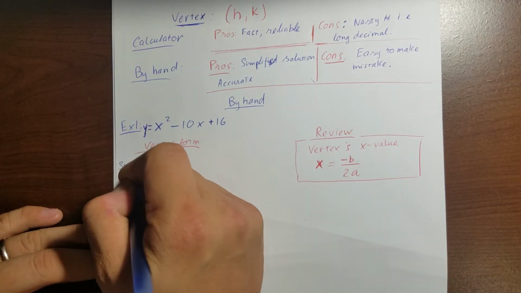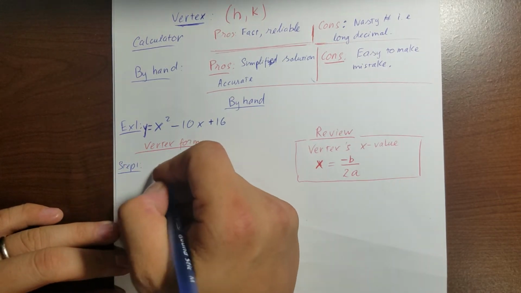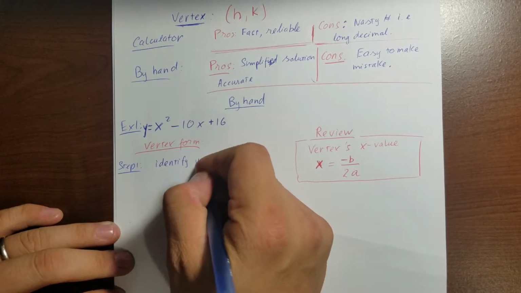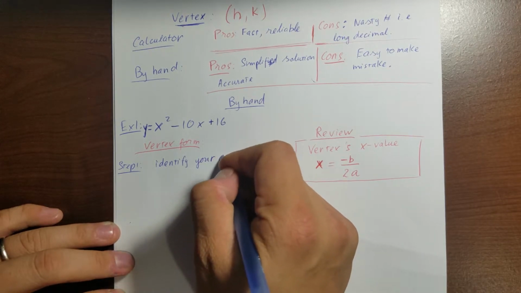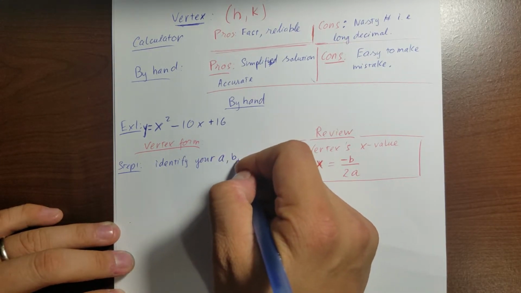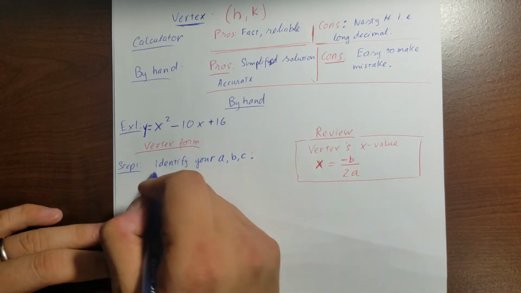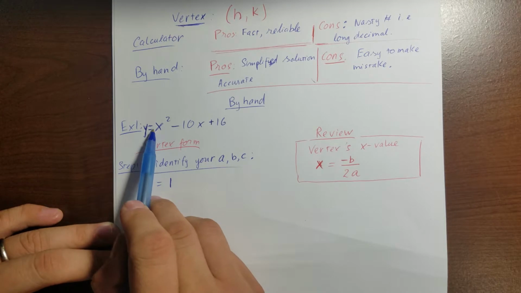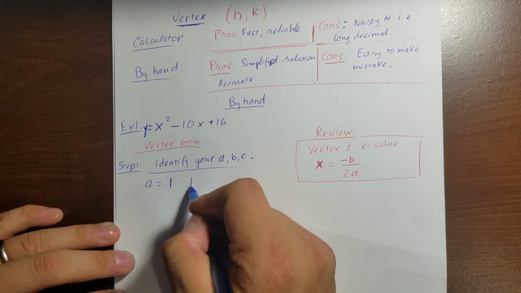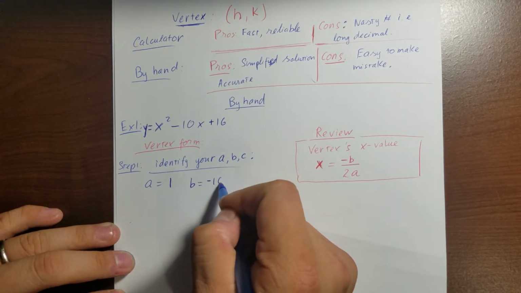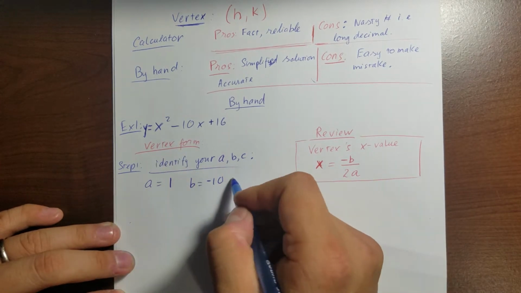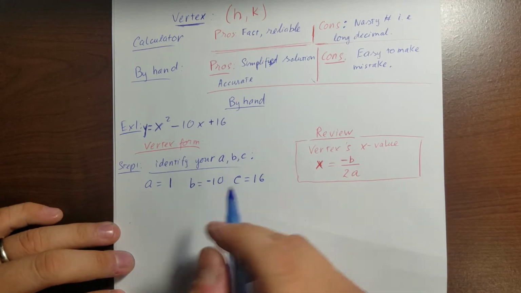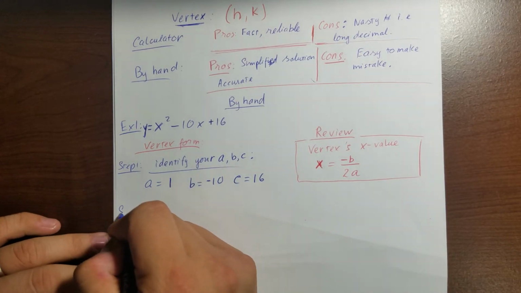Step 1: identify your a, b, c coefficients. My a in this case will be 1 because there's nothing in front of x squared. My b in this case will be negative 10. And my c in this case will be 16.